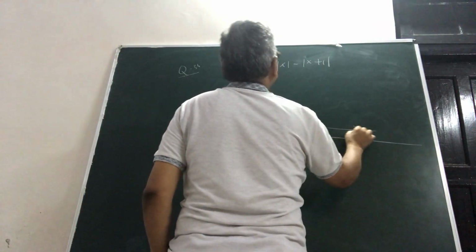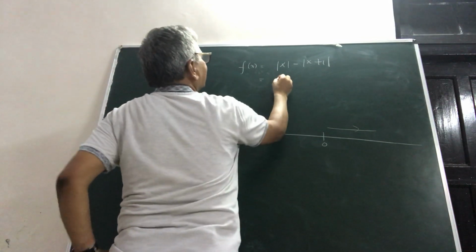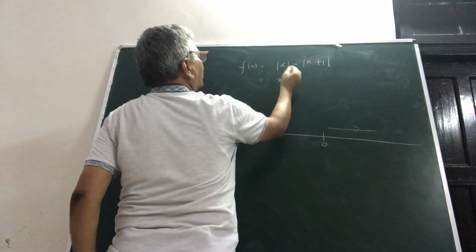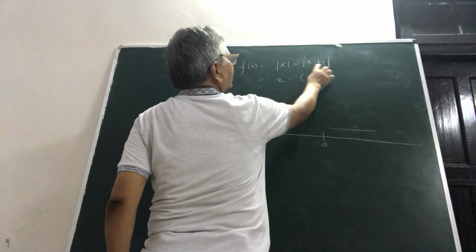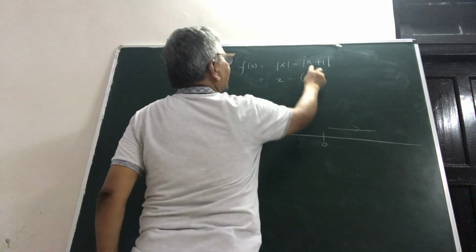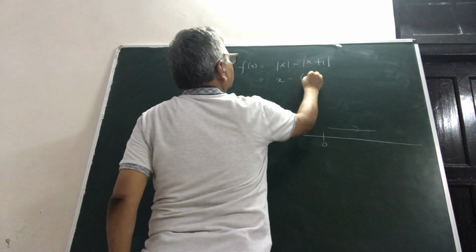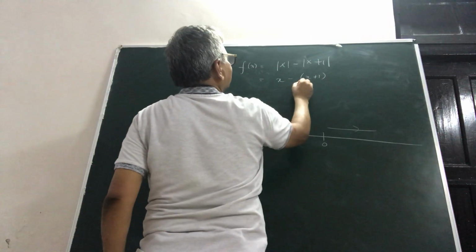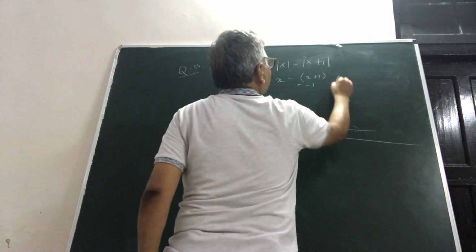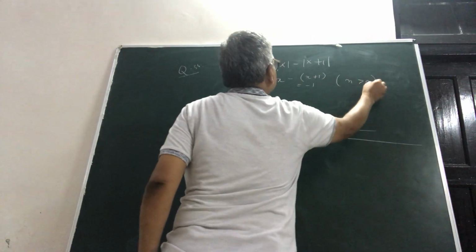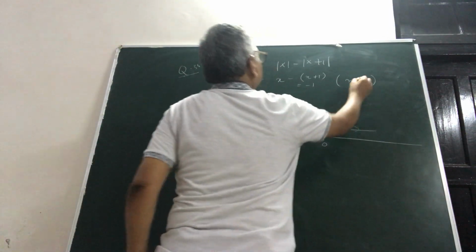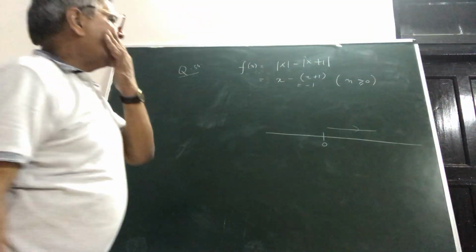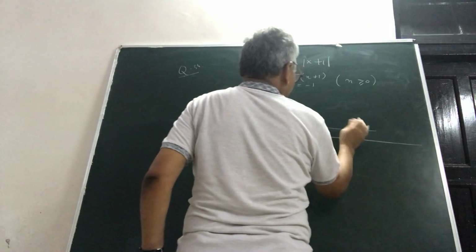When x is greater than 0, what is this thing? |x| can be written as x, minus. This whole thing will be positive, because x will be positive, x + 1 will be positive. So this is x - (x + 1), x is cancelled, and this will be -1. Where? When x is greater than 0, or even equal to 0. Now, please see, this side is covered.